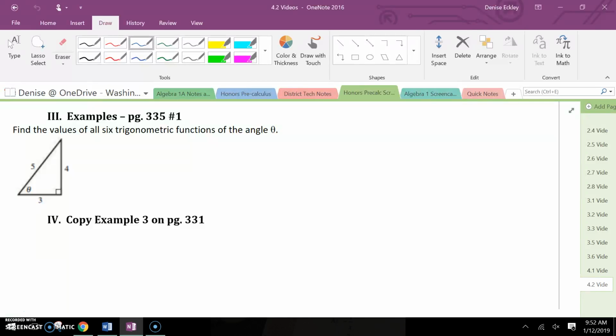Now, example number 1 on page 335 gives us a right triangle. It's a 3, 4, 5 right triangle, and theta is labeled as one of the acute angles, and we're supposed to find the values of all 6 trig functions of the angle theta. So we have to use our relationships that are defined for sine, cosine, tangent, cosecant, secant, and cotangent. So we're going to start with sine.